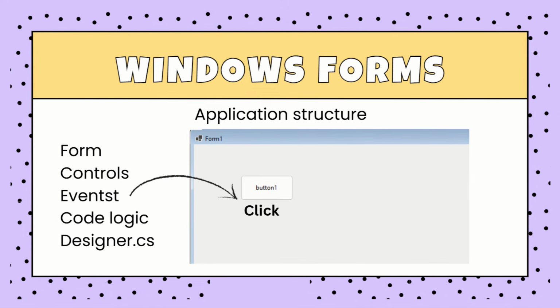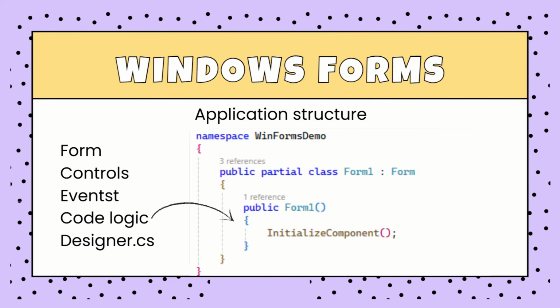Once we have controls on the form, we can assign them events like click, mouse move, mouse enter, text change, etc. And then we have code behind. C# logic and code which executes when the event is raised.